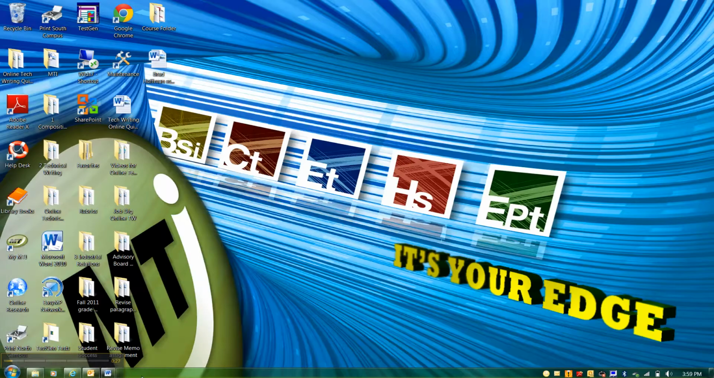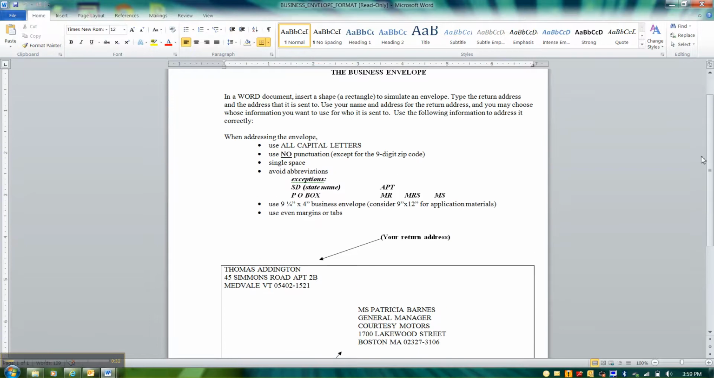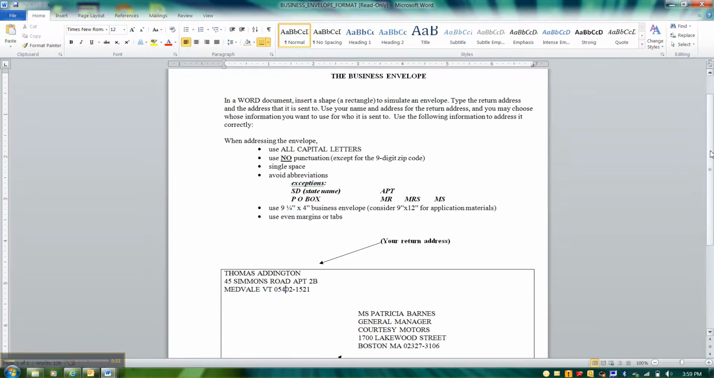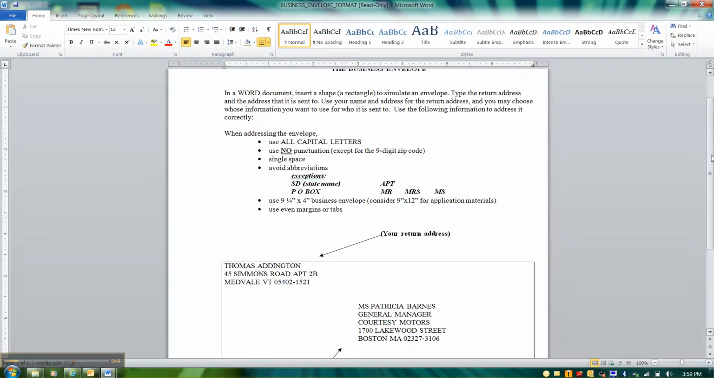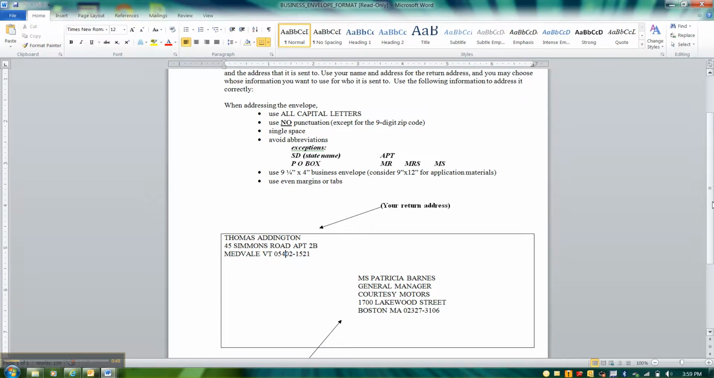So the first thing that we're going to look at is the business envelope assignment, and that's on my MTI for you. If you go there and pull up the document, it shows you this. This is exactly what you're going to do for the business envelope assignment. You're going to open up a Word document and you're going to make an envelope or simulate an envelope. You don't have to do anything special like go to mailings on Word or any of those kinds of things. All you have to do is insert a shape, which is a rectangle, to simulate an envelope, and then you're going to put the information in it.